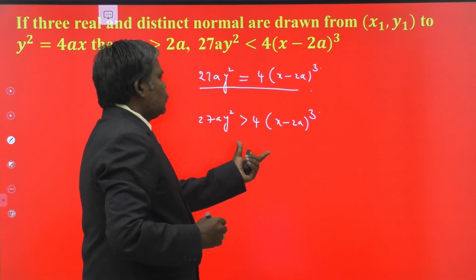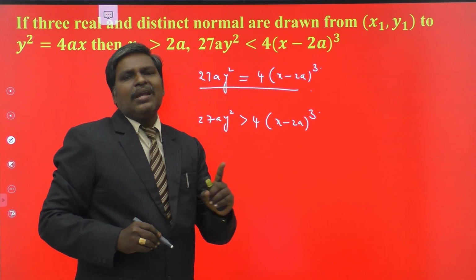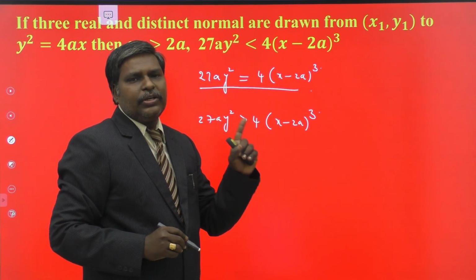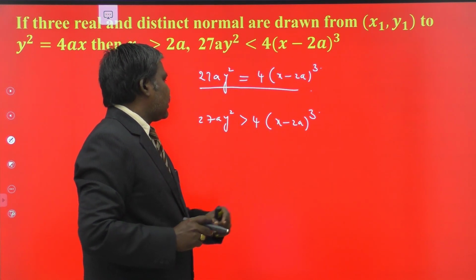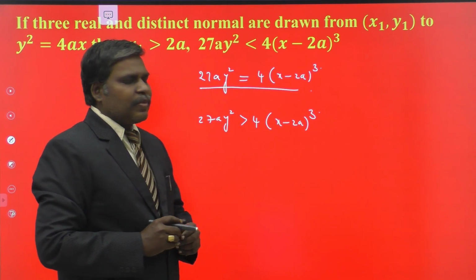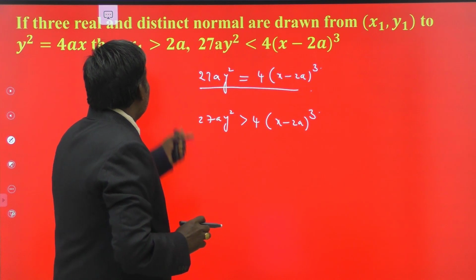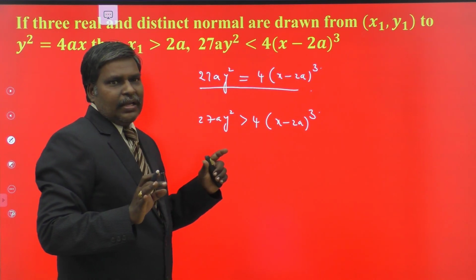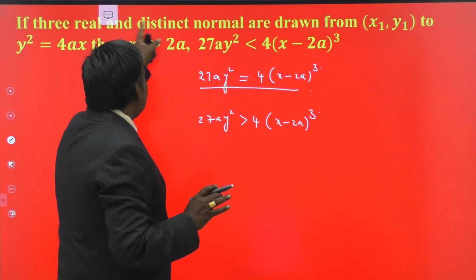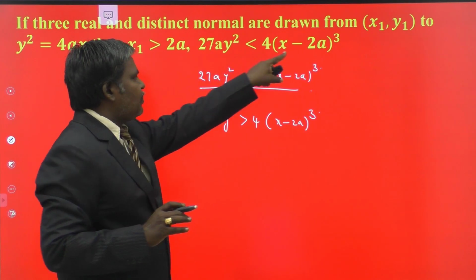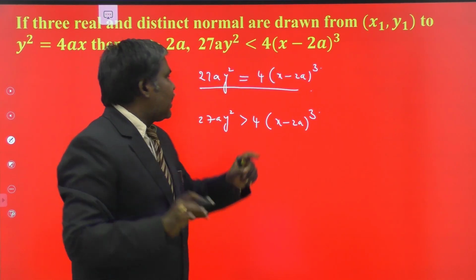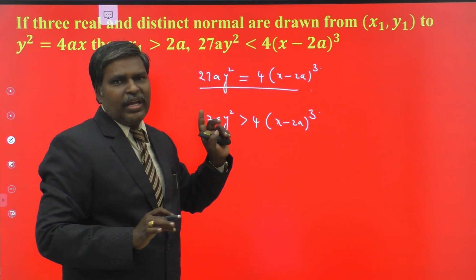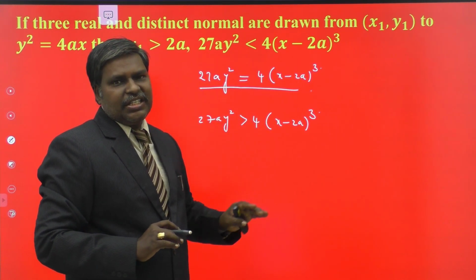In this case, we can draw only one normal from that point to the parabola. What is the condition here? 27ay² > 4(x − 2a)³. So x₁ > 2a doesn't by itself indicate 3 real and distinct normals drawn from (x₁, y₁) to the parabola. If your y₁ is 0, then it is enough. When x₁ > 2a, we can draw 3 real and distinct normals.